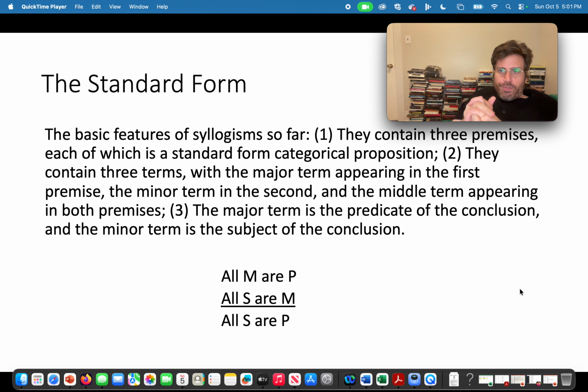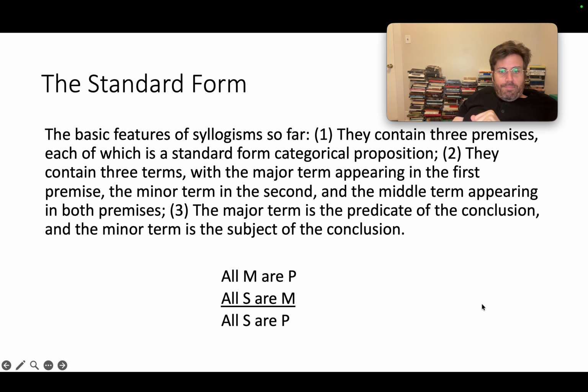Now look very closely at this formalized example of a categorical syllogism at the bottom. Note this has no content at all. We are just looking at formal structure. All M are P appears to be the first premise. All S are M appears to be the second. And the conclusion reads all S are P.